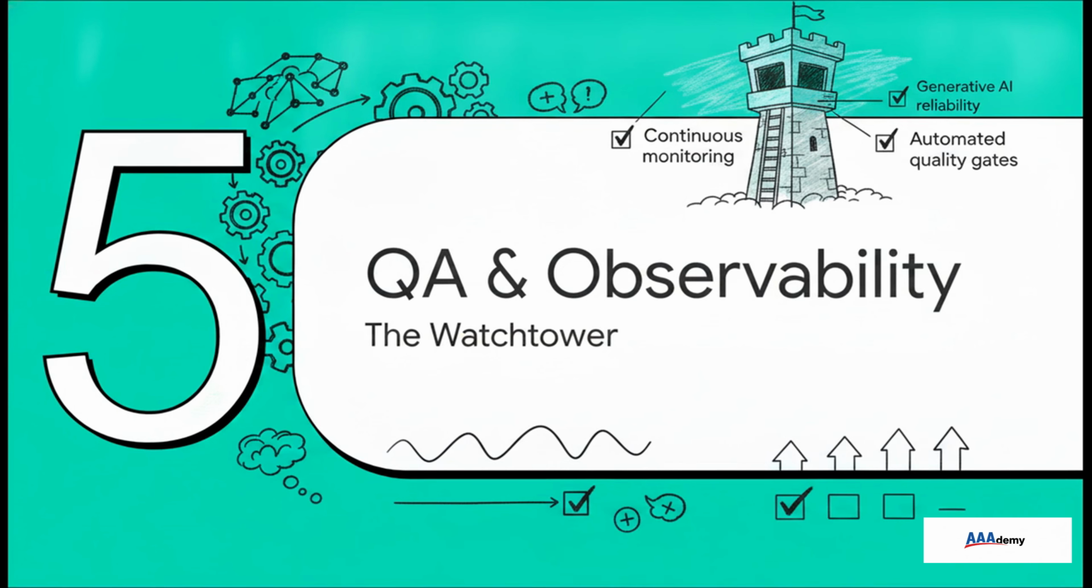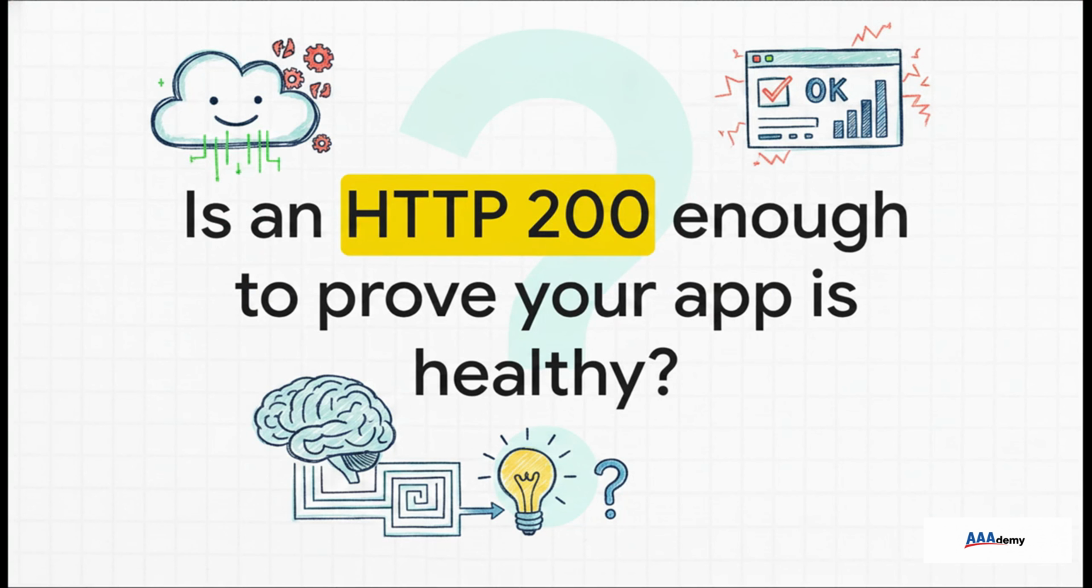Finally, Section 5, Quality Assurance and Observability, the Watchtower. We've arrived at the Watchtower, where we implement rigorous, continuous monitoring and automated quality gates. Now, you might look at a traditional operations dashboard full of successful HTTP 200s and think, awesome, everything is perfect. Your app is up, traffic is flowing. But in GenAIOps, assuming an HTTP 200 means success is an incredibly dangerous assumption.